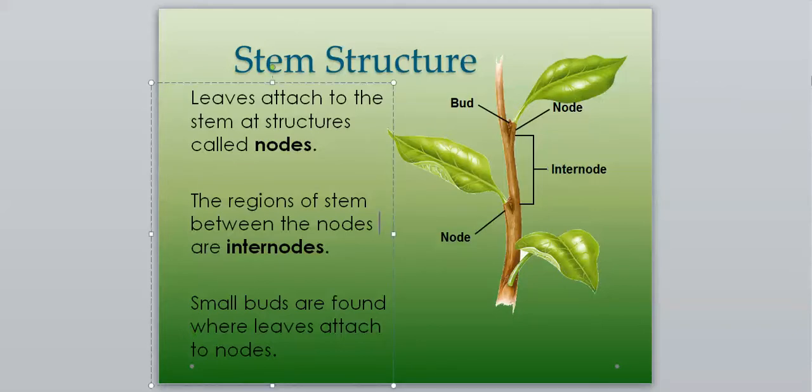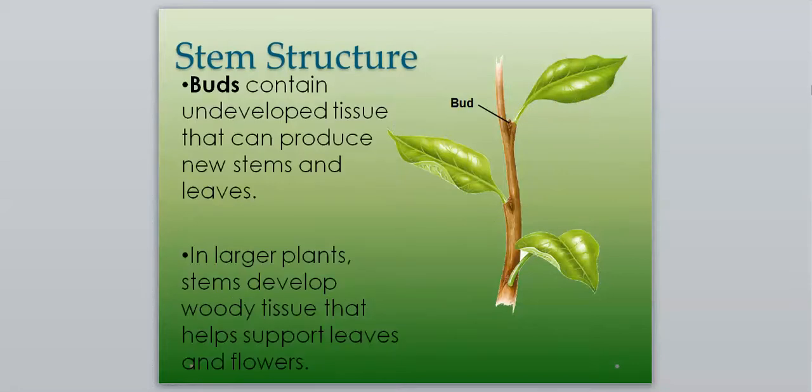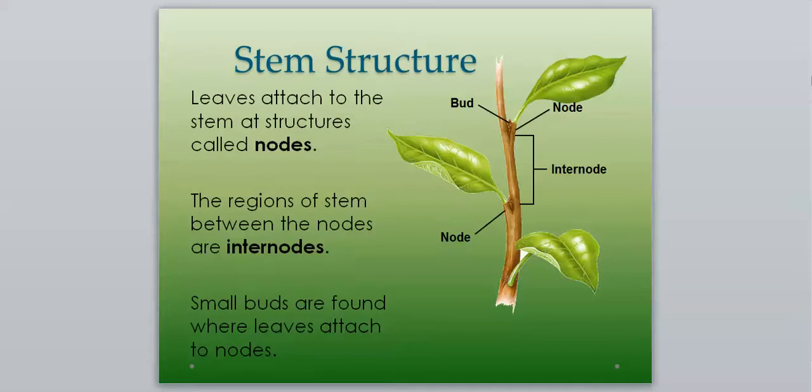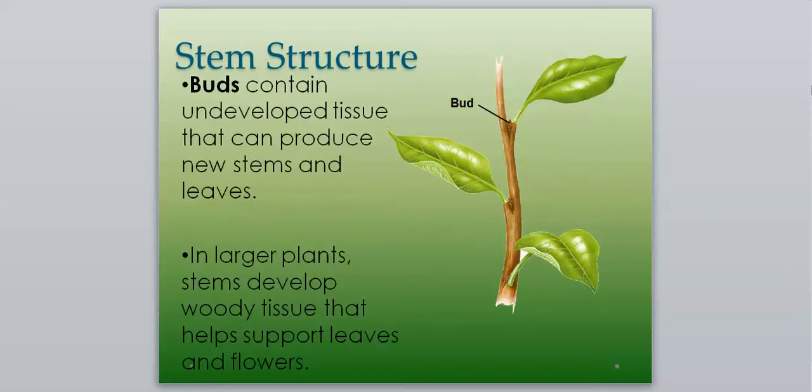And then small buds are found where leaves attach to nodes. So you can see, well, the one without the line, you can see it a little bit better, how there's a little growth going on right there, and that is known as the bud. So this is some of the structure of the stem. The buds contain undeveloped tissue that can produce new stems and leaves, and in larger plants, stems develop woody tissue that helps support leaves and flowers. So that would be like our trees and our shrubs and things like that. So that is some of the basics of the stem structure. What did we have? We had node, internode, bud, and that was it. And then just know that in larger plants, the stems develop woody tissue that helps support leaves and flowers.